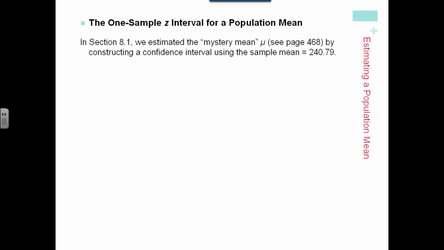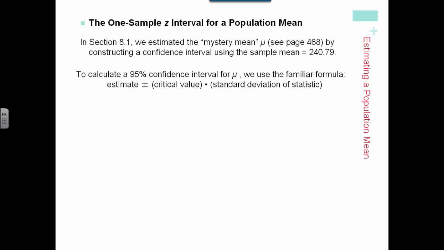In Section 8.1, we estimated a mystery mean by constructing a confidence interval using a sample mean of 240.79. To calculate a 95% confidence interval for mu, we use a familiar formula: estimate plus or minus critical value times standard deviation of statistic.